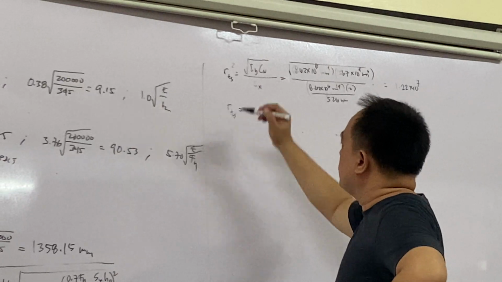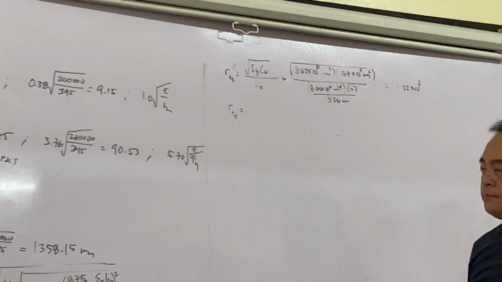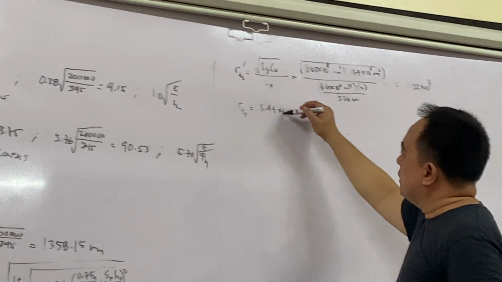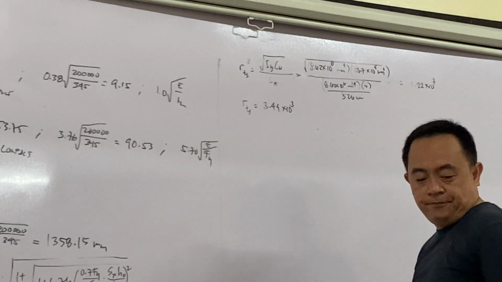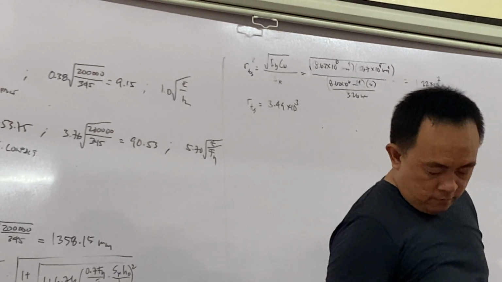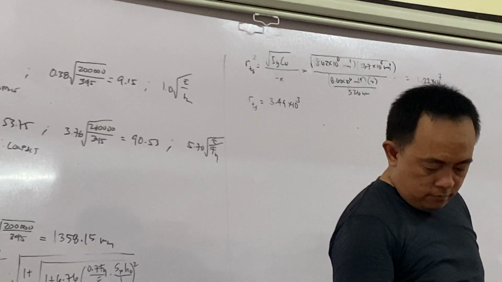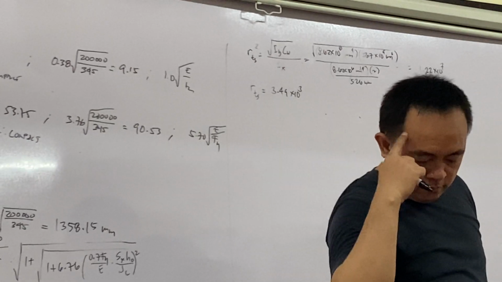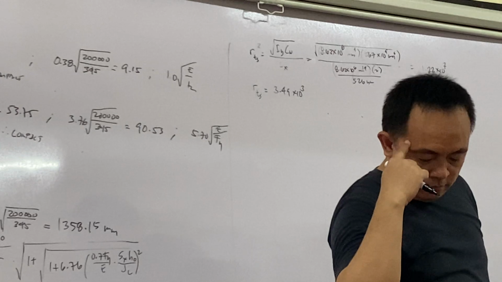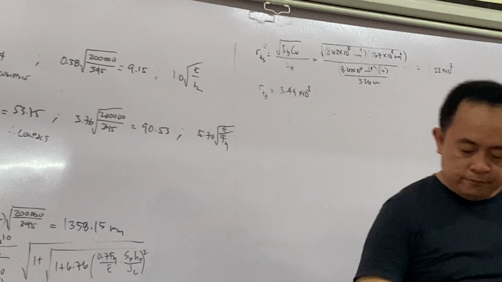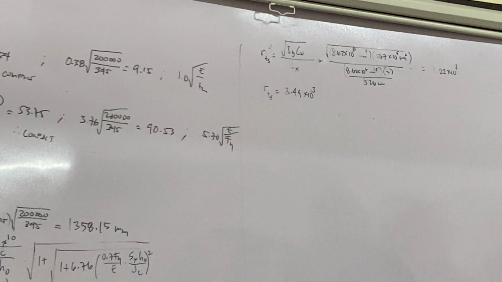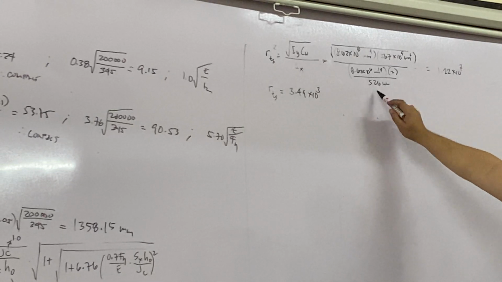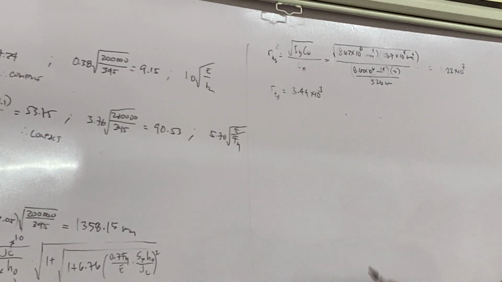RTS is equal to 3.49 times 10 to the power of 3. Wait, isn't IY the answer? This is IX. Okay, wrong value.